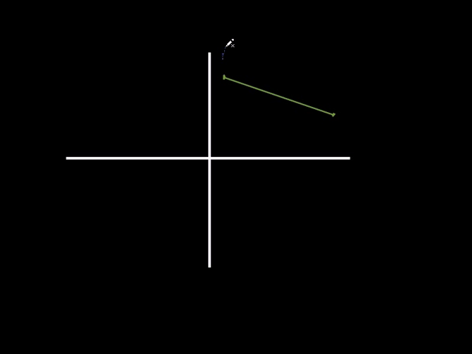So let's call this line segment AB. What if I wanted to find the distance, I'll put D for distance, of line segment AB? Sometimes you can see it written like that. That's how I'm going to write it anyway. What is the distance of line segment AB?